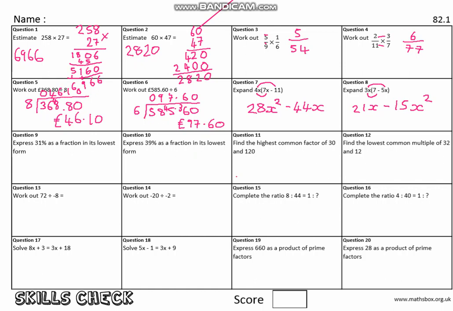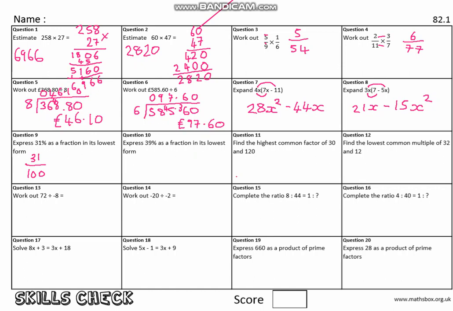Okay, so next one is a bit simpler than that one. It says express 31% as a fraction in its lowest form. So we know that percentages are out of 100. So the first thing we can do is write it as 31 out of 100, which is a fraction there. Now actually that's as low as we can go because 31 and 100, you can't divide those both by any of the same numbers, okay? So we'll have to stick with that one because it's a prime number.